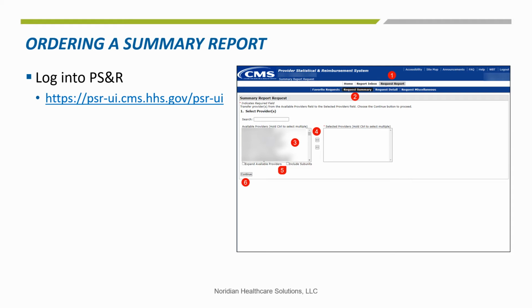Be sure to select the provider number and name, as well as clicking the double arrow button to select the provider. To order reports for subunits of a provider, check the box Include Subunits. Then press Continue at the bottom of the screen.